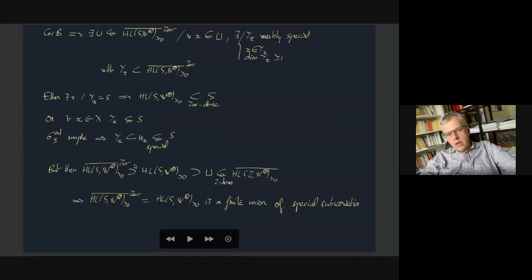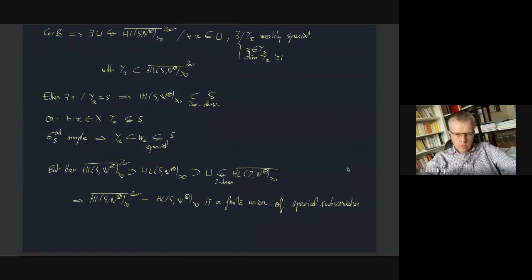But then you see that on the one hand, the Zariski closure of the Hodge locus contains the Hodge locus, and this Hodge locus will contain the U, because this Hodge locus is the union of those Y_X, and each of them is contained in the W_X, but W_X itself is already in the Hodge locus. But then you see that the Zariski closure has to be equal to the Hodge locus on the nose by an easy Noetherian argument. And this means exactly that this Hodge locus was itself a finite union of maximal special subvarieties. And this finishes the proof. So you have this alternative.